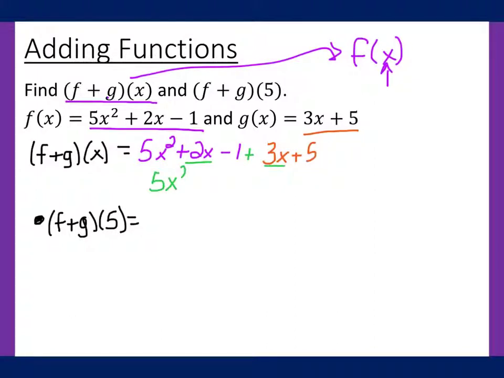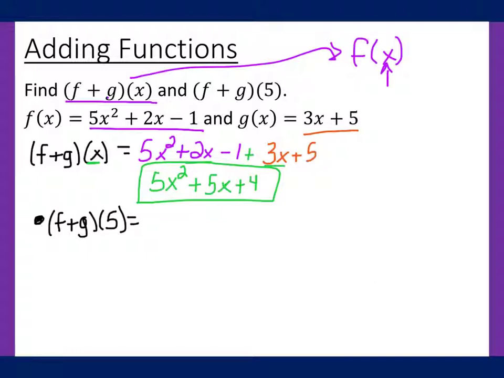First off, we have 5x squared with no like terms. 2x plus 3x gives us 5x. Negative 1 plus 5 gives us 4. And so this right here is f plus g of x. Because there is an x here, we'll end up with x's in our answer. So that's one way to check and make sure you actually did what it asked you to. We're not multiplying anything by x. x is in our answer.